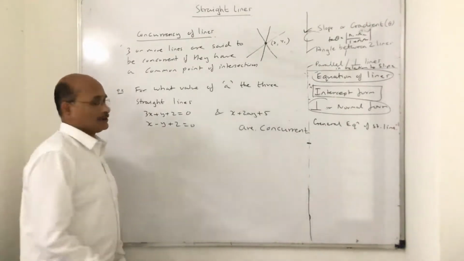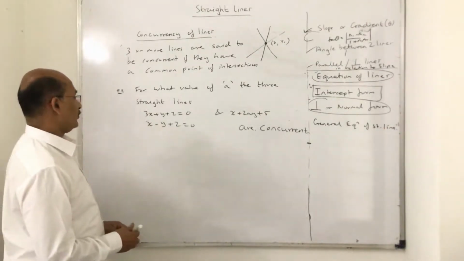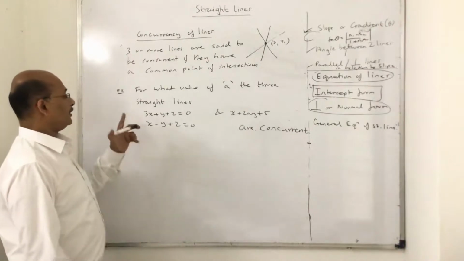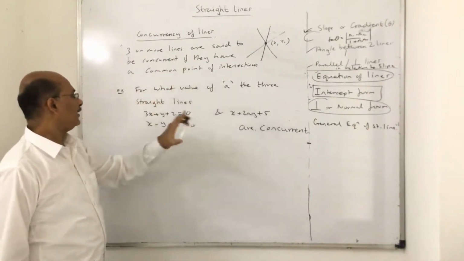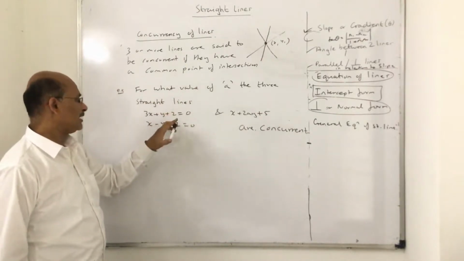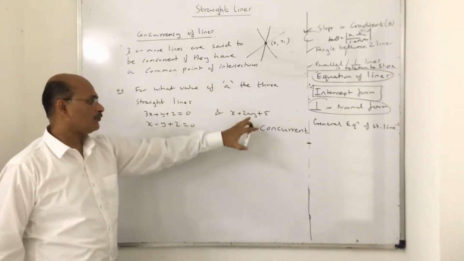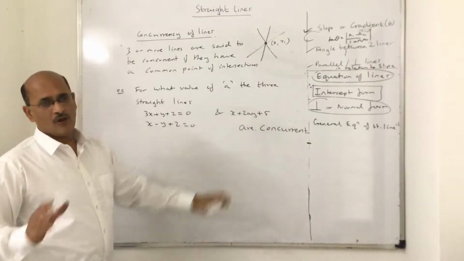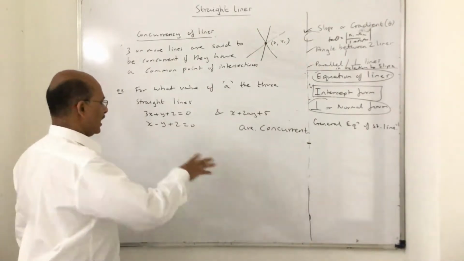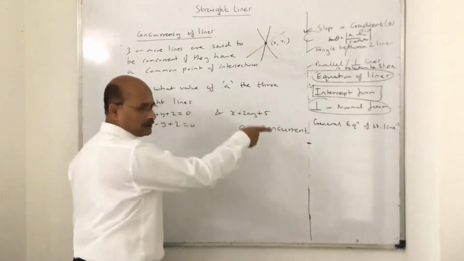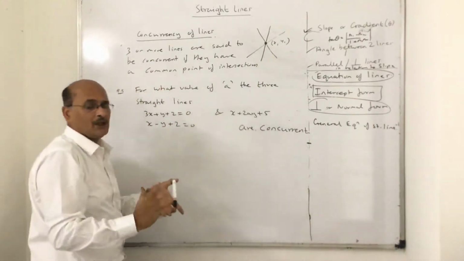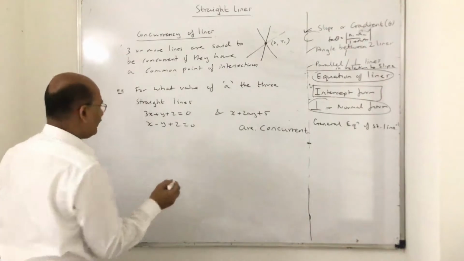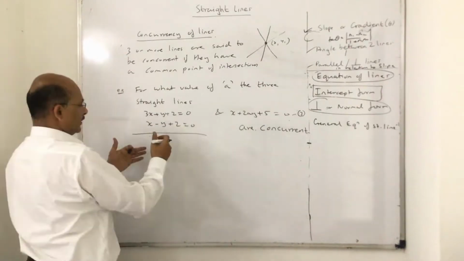Okay children, I think concurrency is a very simple concept, what we have seen over here. They are asking a different level of question on concurrency. For what value of a are the three straight lines, this line, this line, this line, concurrent? Whatever it is, what is meant by concurrency? The x and y will satisfy all three. It is understood. Here it is given that they are concurrent. So just find x and y first. You know what to do to find x and y.